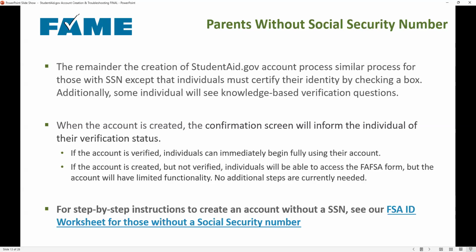If they successfully complete the identification verification process, they will go ahead and use their StudentAid.gov account immediately. There will be no additional steps needed. But if they can't complete the identification process, other information will be prompted for them to continue. We'll see that in the next screen. We also have an FSA ID worksheet for parents without a social security number, so it can walk them through that process.